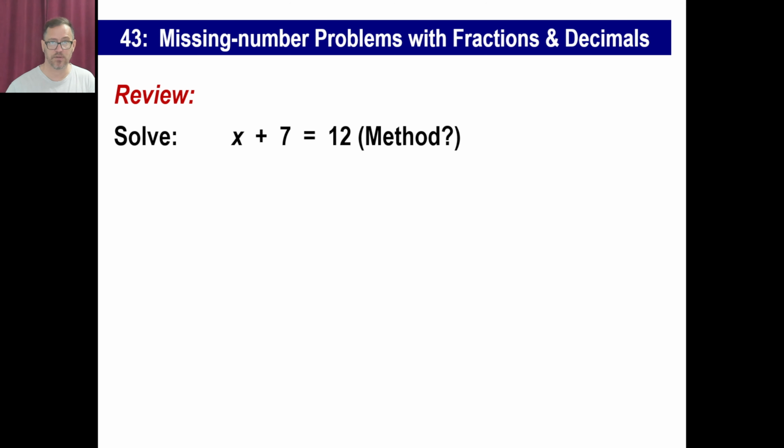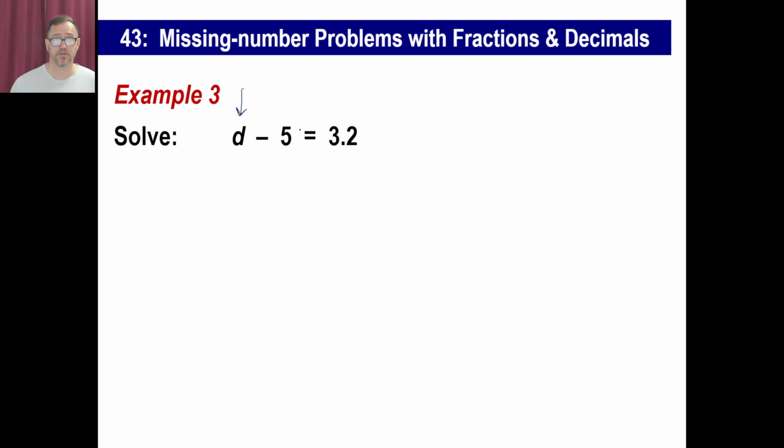Just do it again in these new problems. So let's look at this. d minus 5 equals 3.2. Okay, well, some number, take away 5, is going to give you 3.2. Well, with this number, is it going to be more than 5 or less than 5? Or more than 3.2 or less than? Obviously, it's going to be more, right?